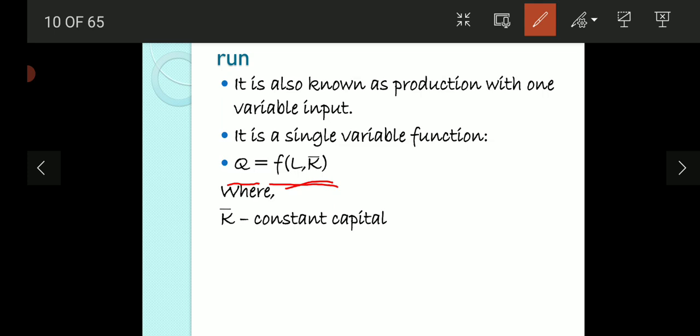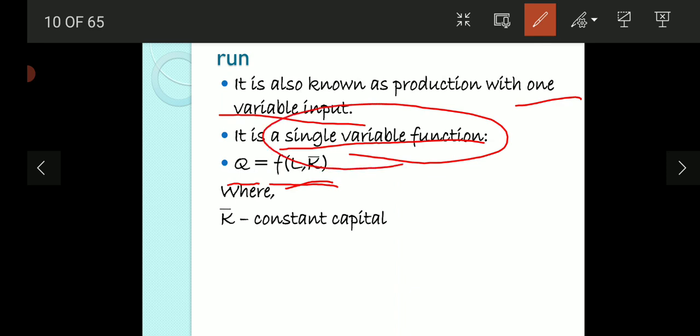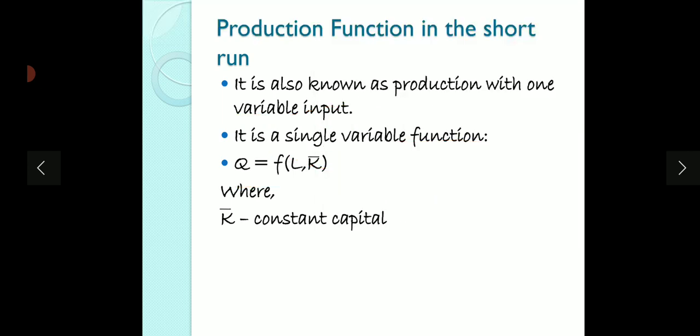So in the short run, production function is also called one variable input function, or single variable function, because there only one input is variable. Hence the name single variable function. This is the short run production function, and we represent it like that: Q is a function of L, comma K bar. That means output depends upon labor and capital, which is fixed. So this is the short run production function.